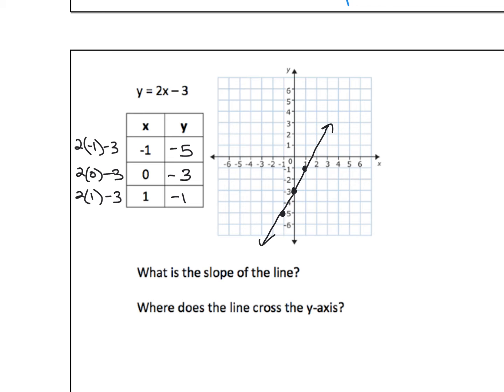So again, I'm going to count. And in order to do that, I'm going to go up 2. So that's 2. My rise is 2. My run is 1. So my slope of my line is 2 over 1, or 2. And then my y-intercept, where it's crossing the y-axis, is right here at -3. That's where the line I drew is crossing the y-axis at -3.